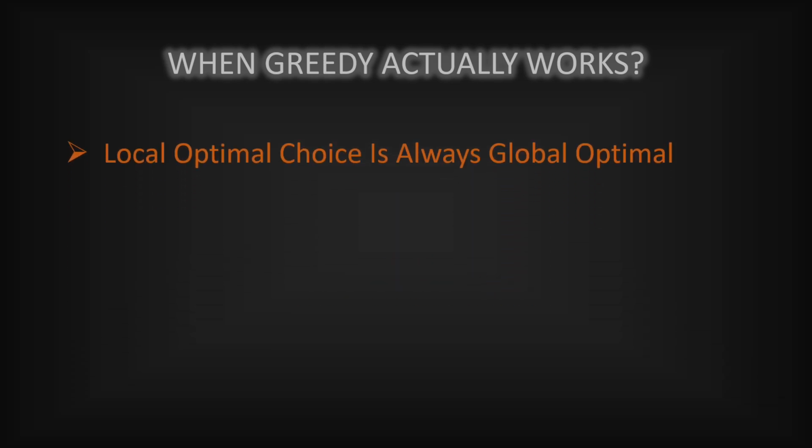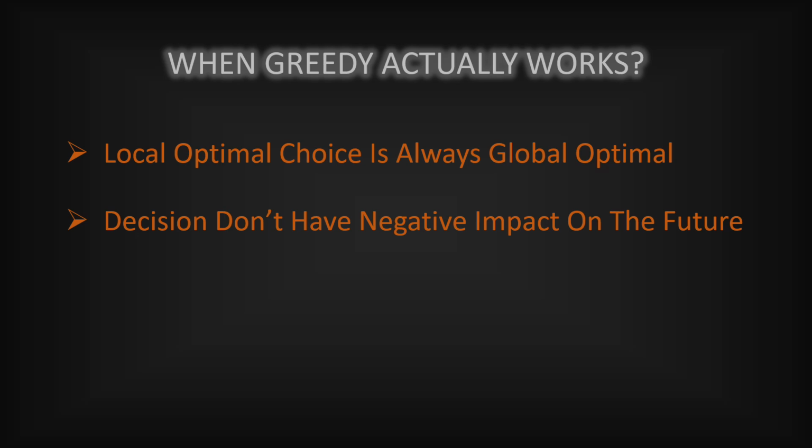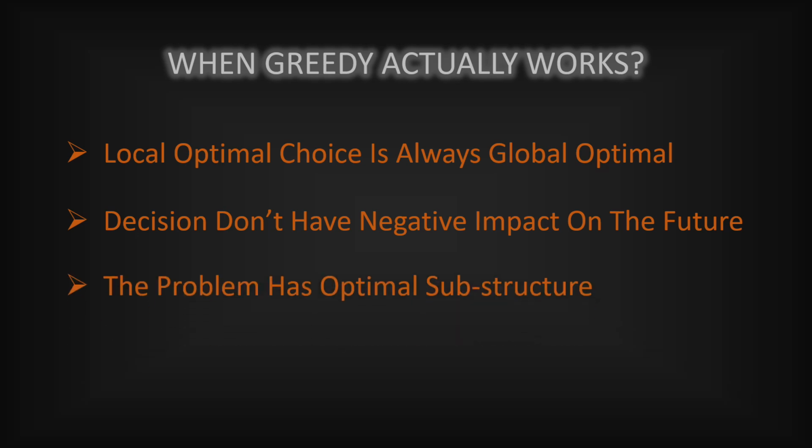Now, an important question. When does greedy actually work? Greedy works when local optimal choice always leads to global optimal. Decisions don't affect future choices negatively. Problem has optimal substructure. Classic examples include activity selection, Huffman encoding, and certain interval problems.